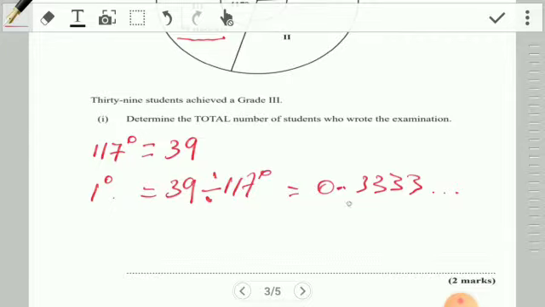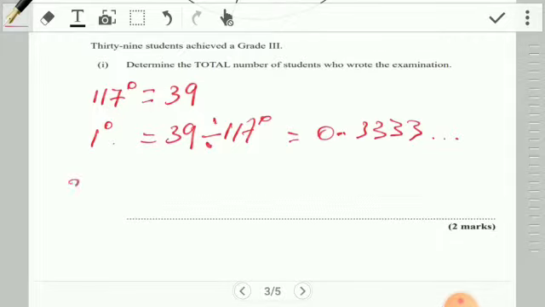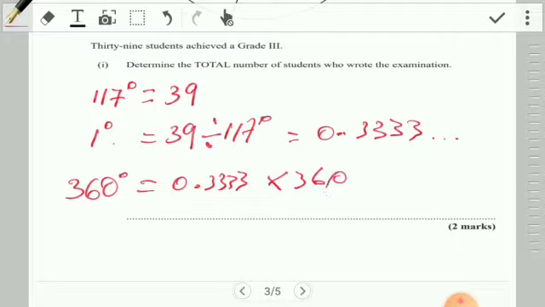So 1 degree is 0.33333. So if we want 360 degrees, then simply we multiply this 0.333 by 360. And there you go, multiplying this by 360 takes us to 120 students who actually did the exam. So you collect your 2 marks there, 120 students. So that's one way. I'm not saying that this is the only way. It could be represented other ways, but here it is. 120 students would have been the total number of students.